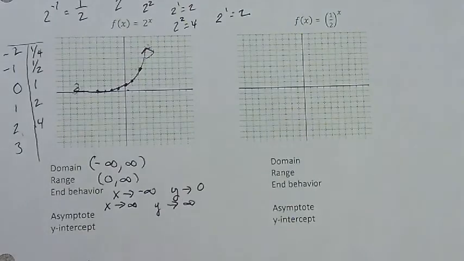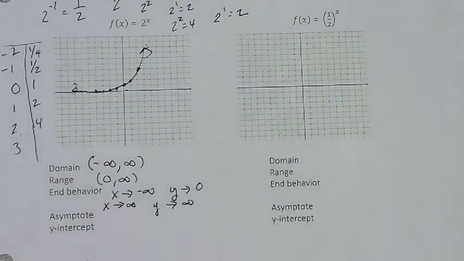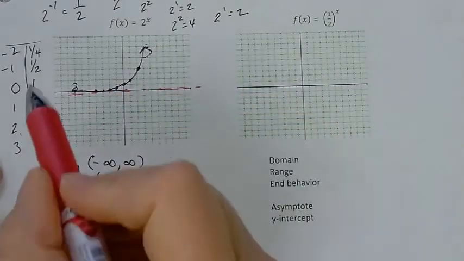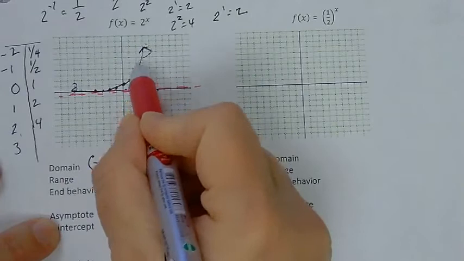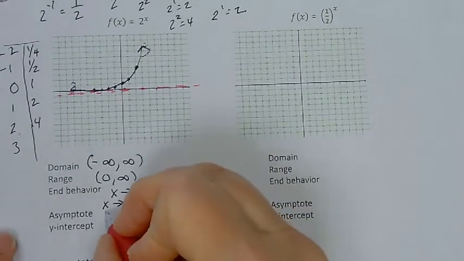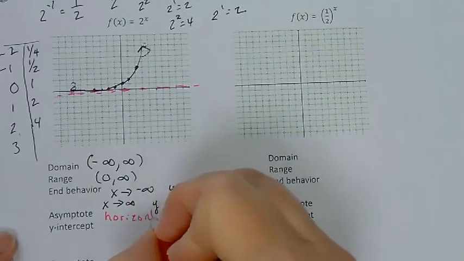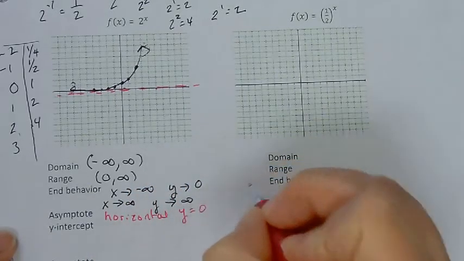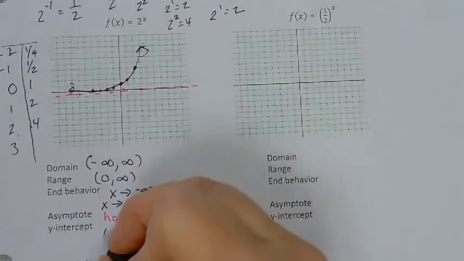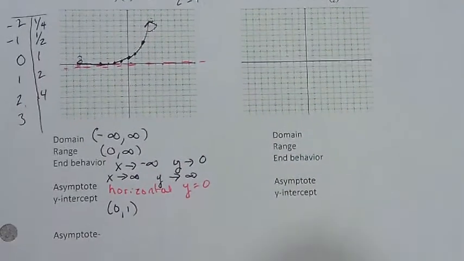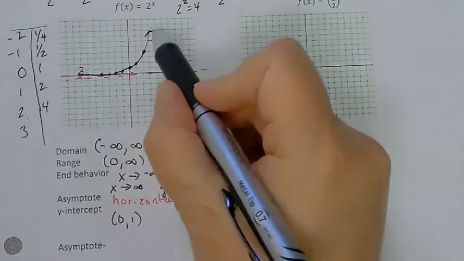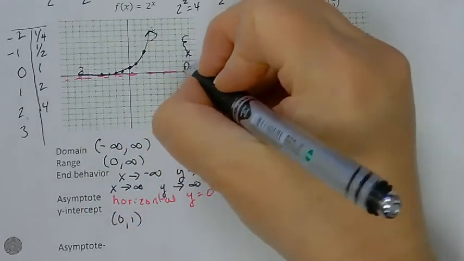The asymptote, and that's a word we haven't talked about, but an asymptote is a line that the graph never touches as it goes away from 0. So you can see how this line gets closer and closer to 0 but never touches. So the asymptote for this one is horizontal, and it's at y equals 0. The y-intercept on this one is right here at 0, 1. All right, notice this one is rising. We call this one an exponential growth.